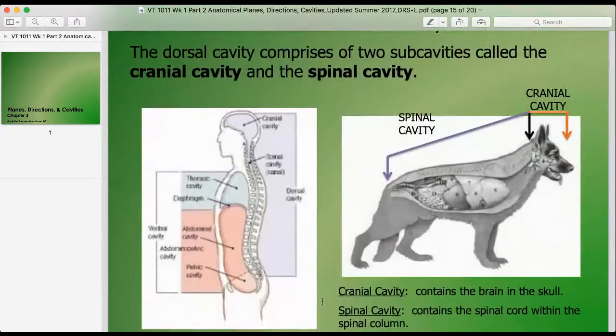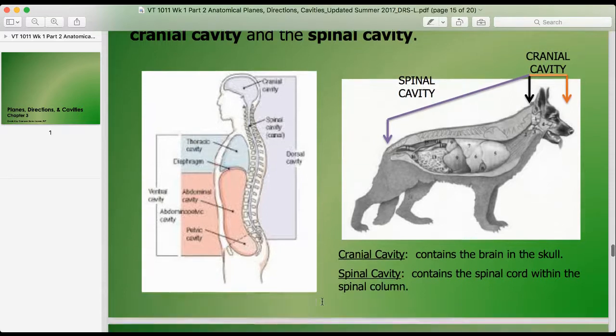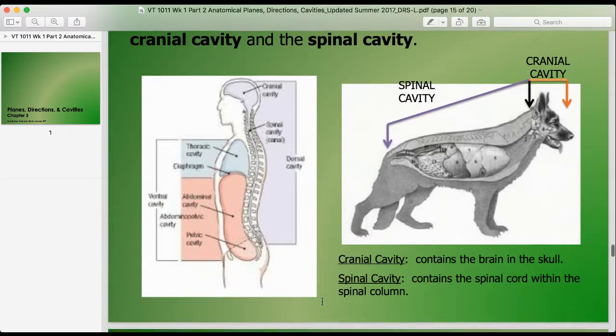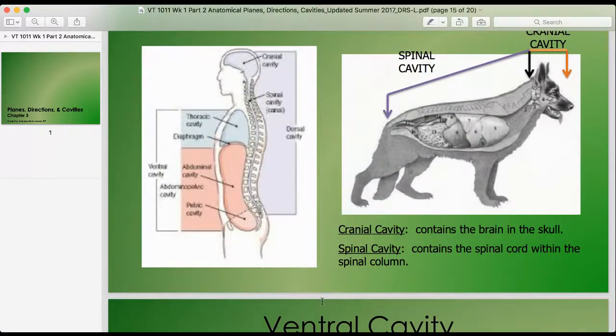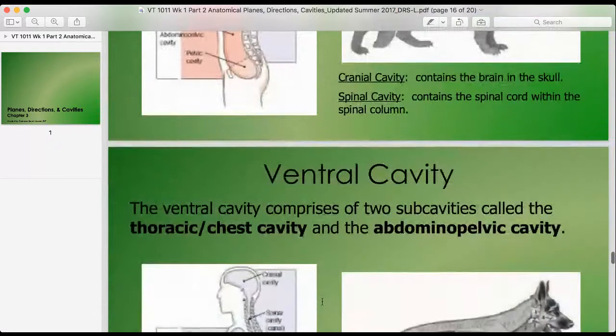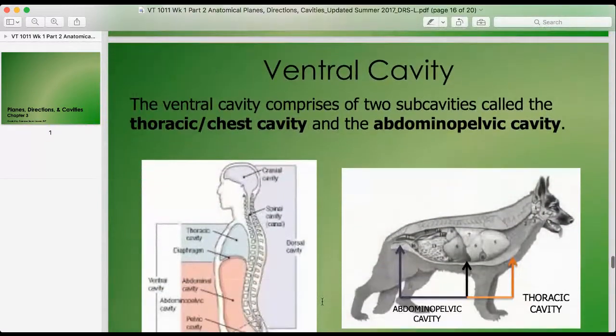Again, the dorsal cavity has two subcavities. You need to understand all these. You may want to make this into an outline, and put it down in your own words how all these terms go together. The dorsal cavity has the cranial cavity, which holds the brain and so forth, and the spinal cavity with the spinal column, spinal cord. You can see the terminology on this slide. Cranial cavity contains the brain in the skull. Spinal cavity contains the spinal cord within that spinal column.